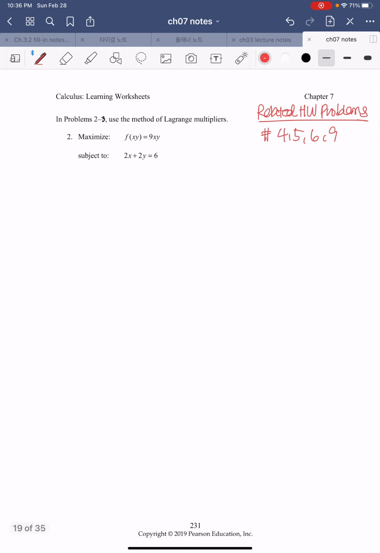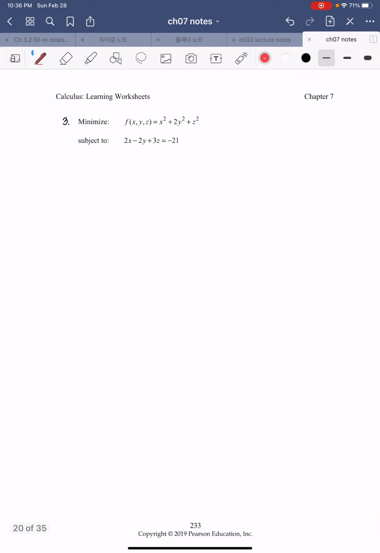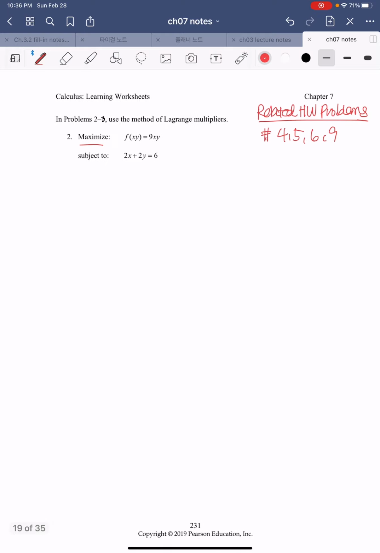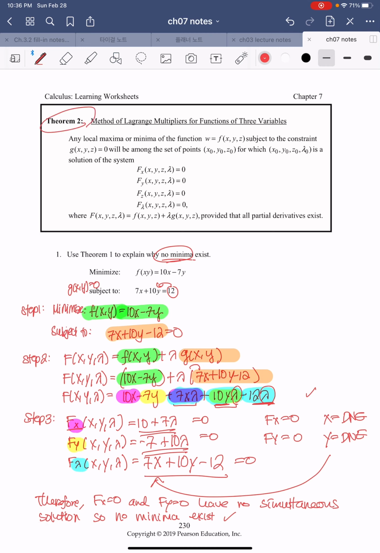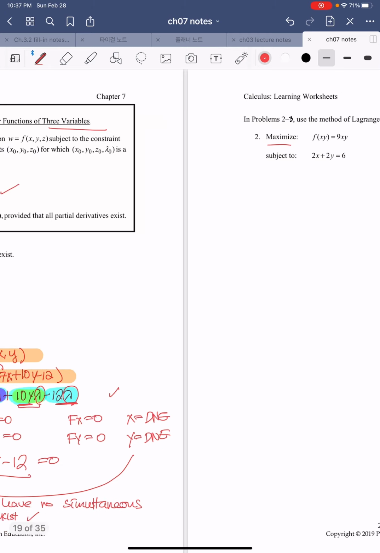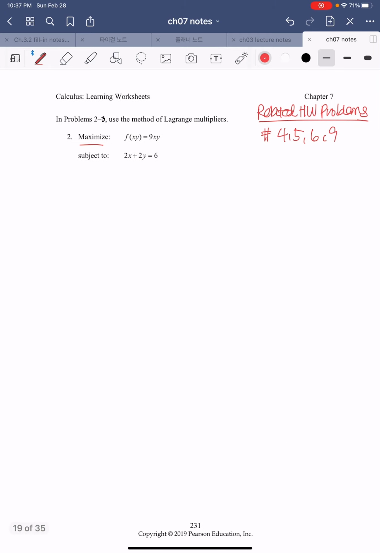So one example, the next example is maximizing with 2 variables. Third example, I switch to minimizing and I have 3 variables. 3 variables works exactly the same too. Theorem 2, anything with 3 variables, you just add one more equation, so 4 equations, but the process is still the same, 4-step process, just longer. Okay, so let's begin with something simple, minimizing, and this is 2 variables x, y.